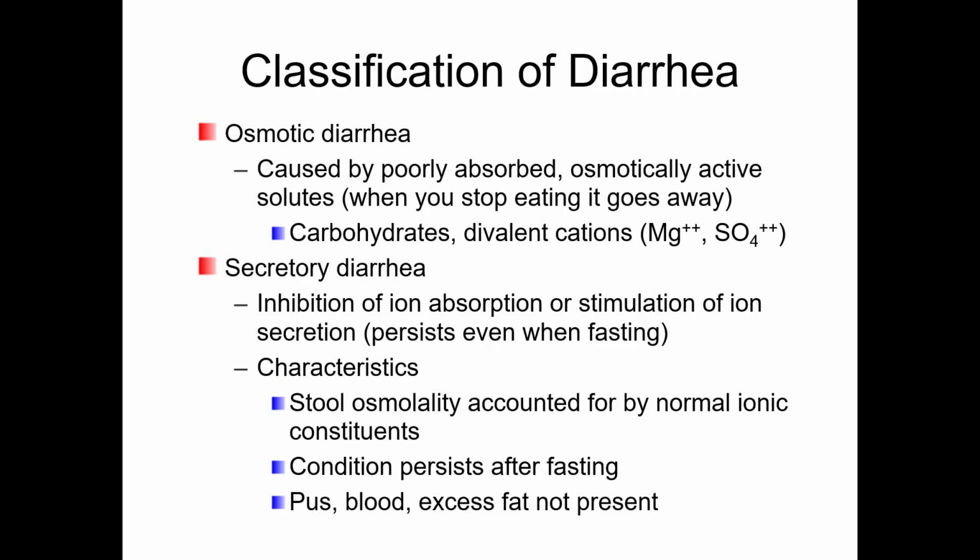Classification of diarrhea. There's osmotic and secretory. Osmotic is caused by poorly absorbed osmotically active solutes. So when you stop eating, it goes away. Carbohydrates or divalent cations, Mg or SO4, could be indicative.